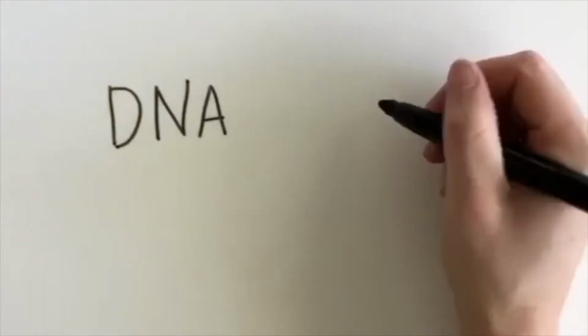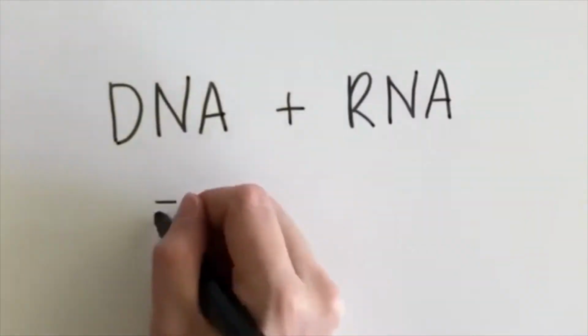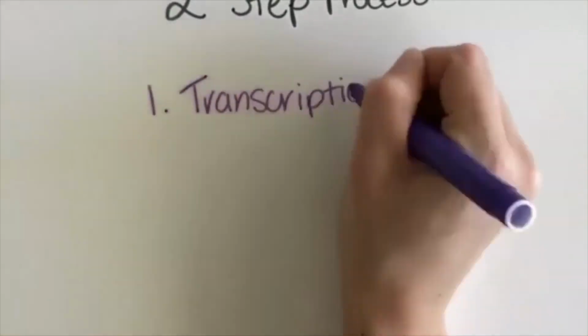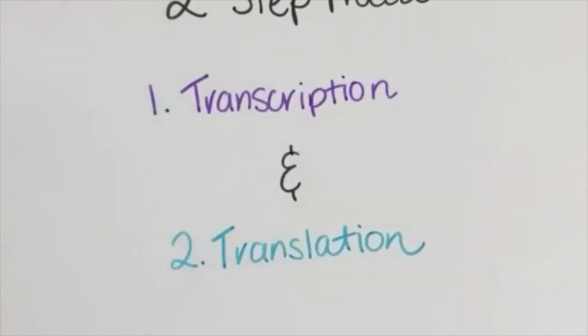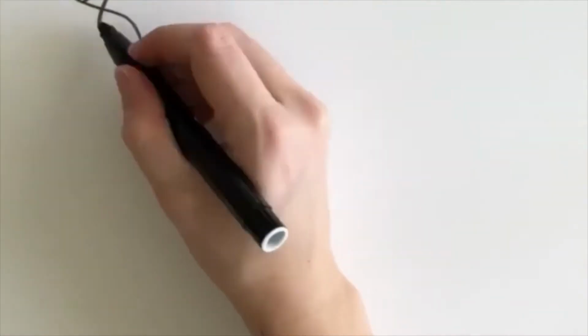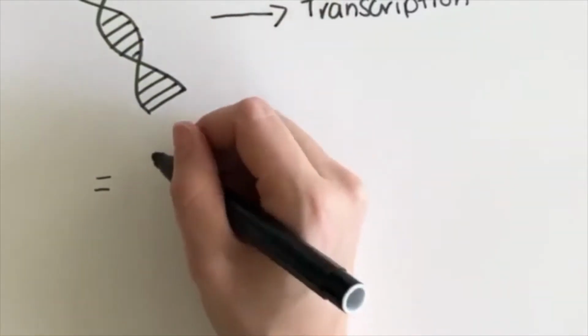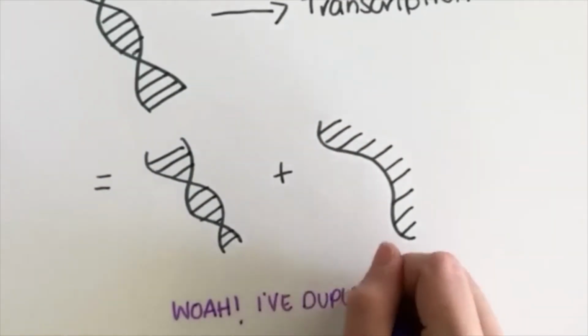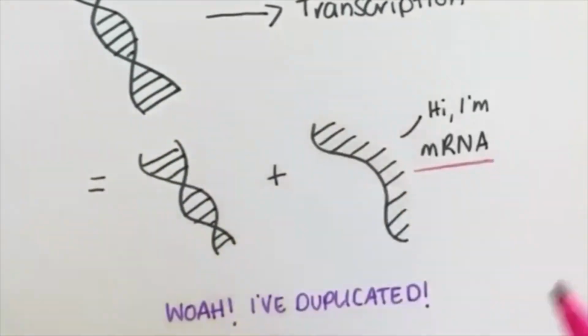So now we understand the difference between DNA and RNA. But how do they work together to make proteins? This happens through a 2-step process called transcription and translation, which we'll talk about in more detail soon. DNA holds all of the genetic information for the coding of these proteins, but in order for this information to be shared, it has to go through a process of transcription. This is where it essentially creates a copy of its unique code and an mRNA molecule is formed.